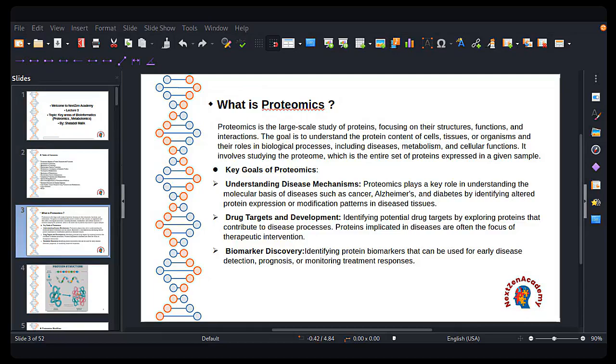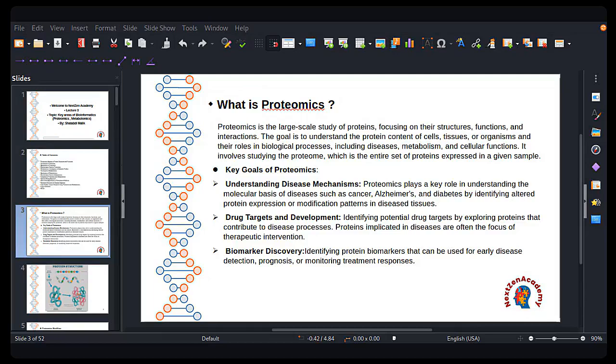So let's see, the goal is to understand the protein content of cells, tissues or organisms and their roles in biological processes, including disease and metabolism. We are going to study about these things today. What are the key goals of proteomics? Why are we studying this? Understanding disease mechanism. Proteomics plays a key role in understanding the molecular basis of disease such as cancer, Alzheimer's and diabetes. So we can identify the altered sequence of the protein, expression or any modification, if any modification causes any kind of disease.